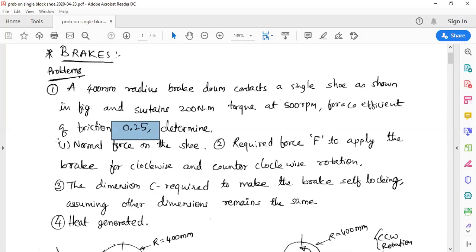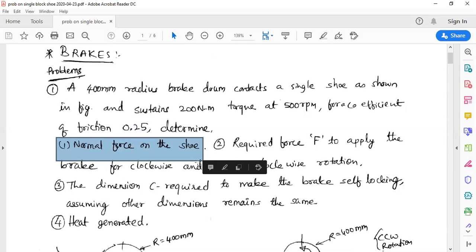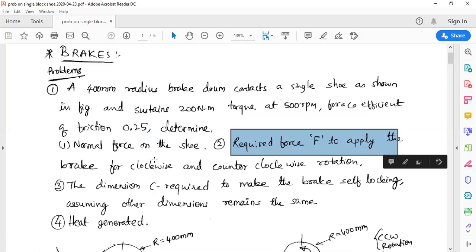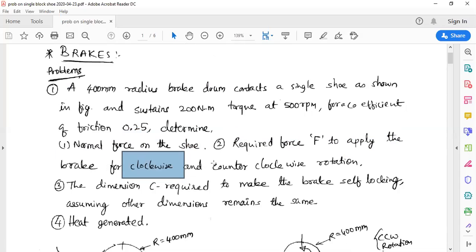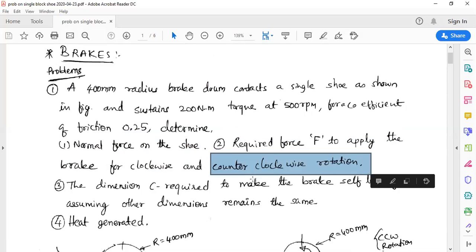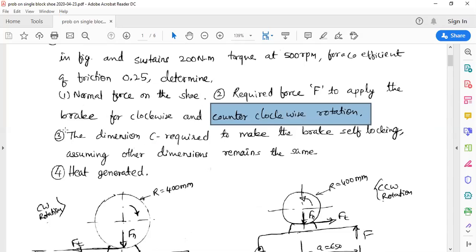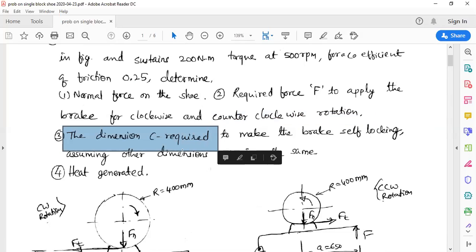Here we have to calculate the normal force acting on the shoe, Fn, and the required force F to be applied for the braking purpose when the drum rotates in clockwise direction and when it rotates in counterclockwise direction. Also, the dimension C is to be determined for the self-locking condition.